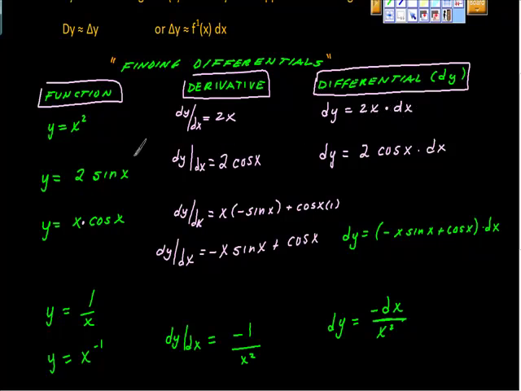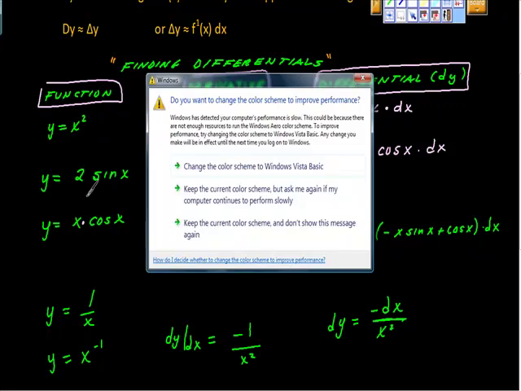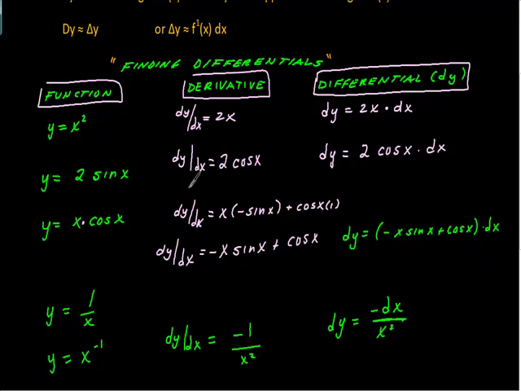Going on to the second function, we have y equals 2 sine of x, and we have to remember our derivatives here. The first derivative of sine is cosine. The 2 is a constant multiplier out in front, so it's 2 times cosine of x, and that's the first derivative. dy/dx is the first derivative. To find the differential, we multiply both sides by dx, and we get that the differential dy is equal to 2 cosine x dx.